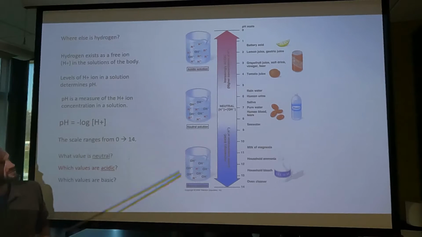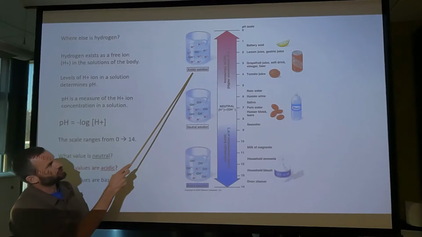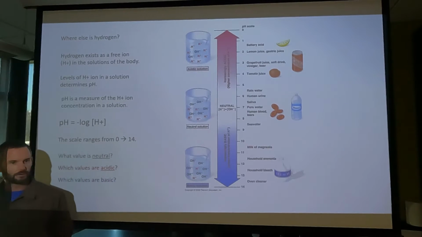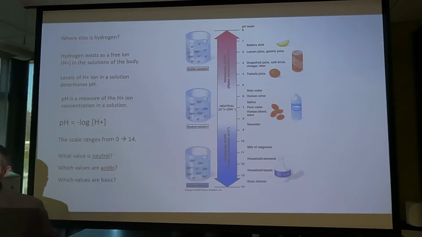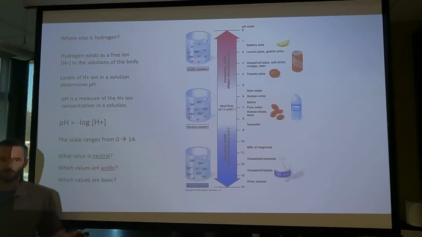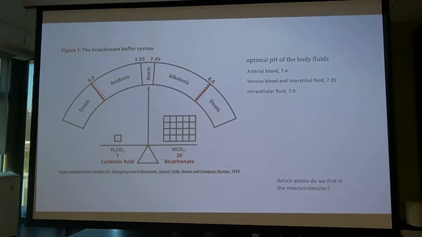If this is a neutral solution, do acidic solutions have a lot of hydrogen or a little free hydrogen? A lot. So the more free hydrogen you have, the more acidic you become, and the lower the pH value. So that's another place we find hydrogen. It's just as a free ion in the fluids of the body.